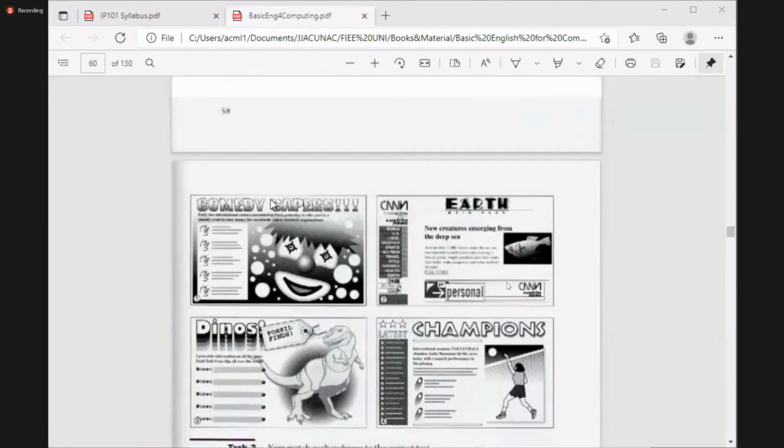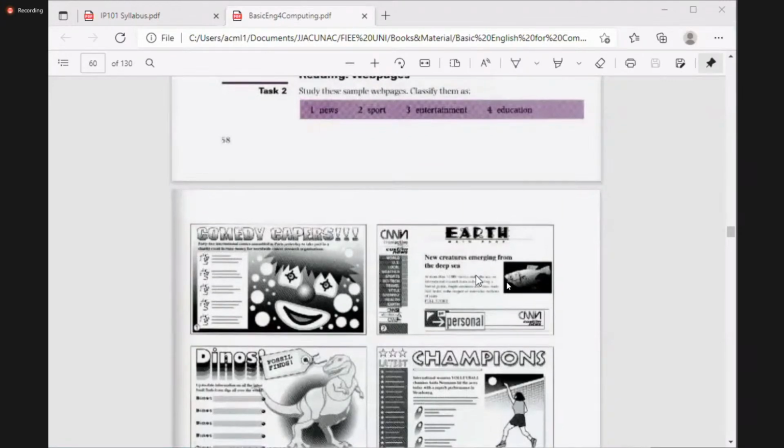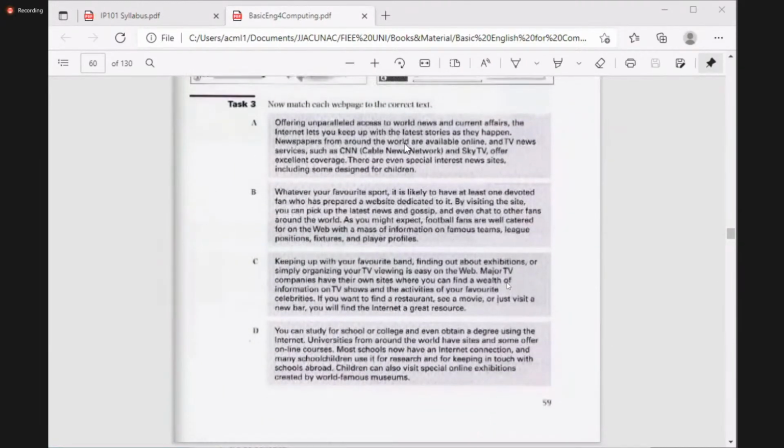The Comedy Capers, their main topic is entertainment. The Earth is about, in this case, education. Dinos. Sorry, the Earth, now creatures emerging from the deep sea, is news. Dinos is about entertainment. Sorry, what am I saying? Education, and Champions about sports. So just like that. According to the text, they mention directly what they are connected to. CNN, news; favorite sports, keeping up with your favorite band, finding out exhibitions, entertainment; and you can study at school or college, education.